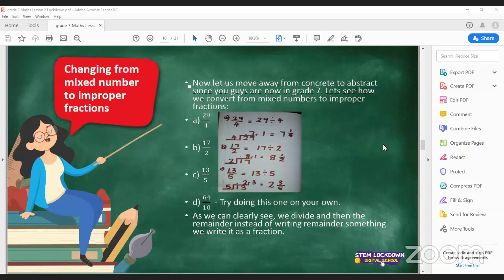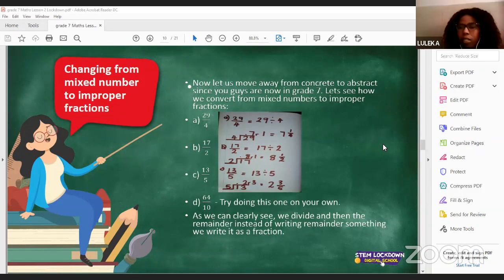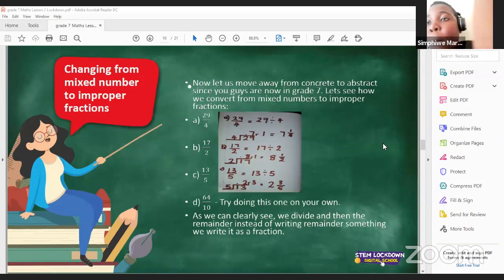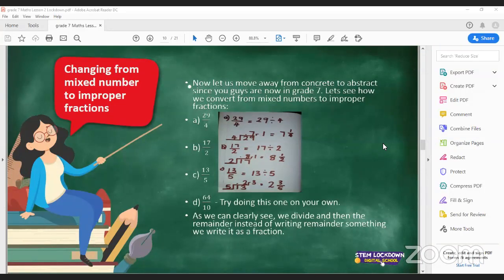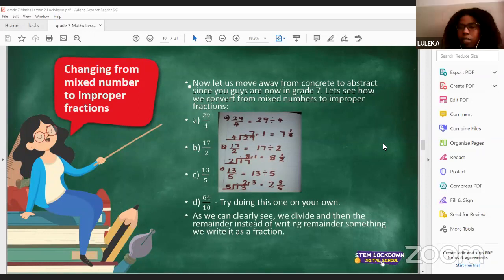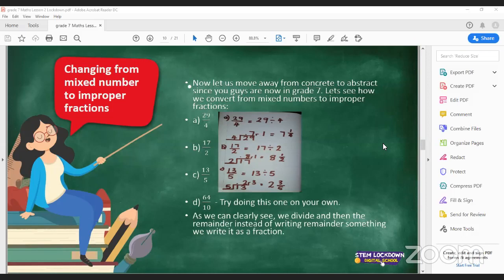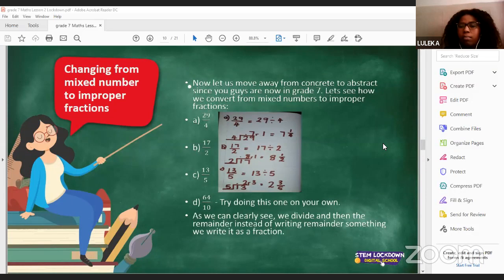And I'll give you the answer. 6 whole number and 4 over 10 is equal to 6 and 4 over 10. But we have to simplify that 4 over 10. It's equal to 6, remainder 4. Thank you.